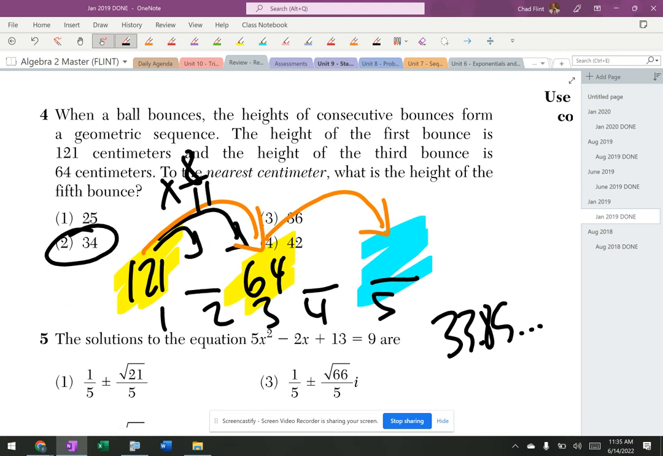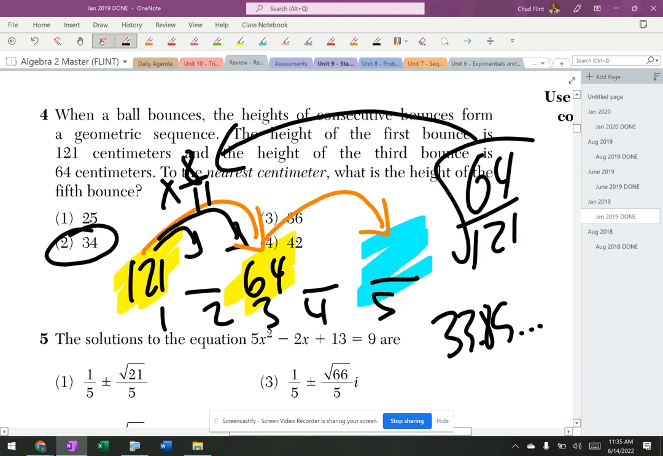So you'd keep doing that. I took the square root of 64 over 121 to get that, because it happened twice. So it was multiplied once, then multiplied again. So it got squared. That's why I'm taking the square root to get what I'm actually multiplying by. But I did not need that, because once I thought about it a little differently, I knew that it had to take that same step to get from 121 to 64, and then the same step to get from 64 over to number 5.